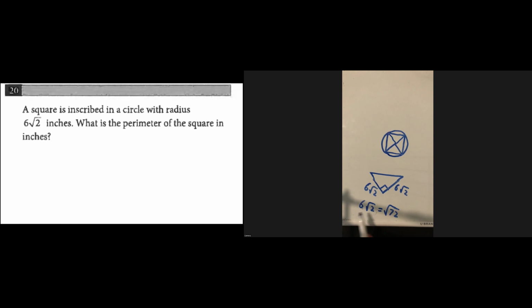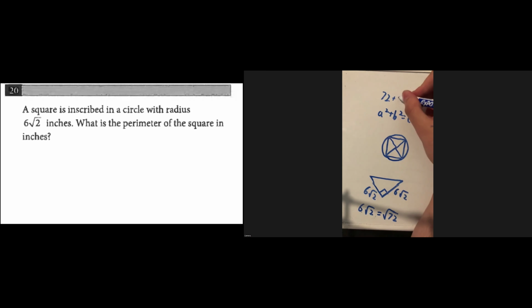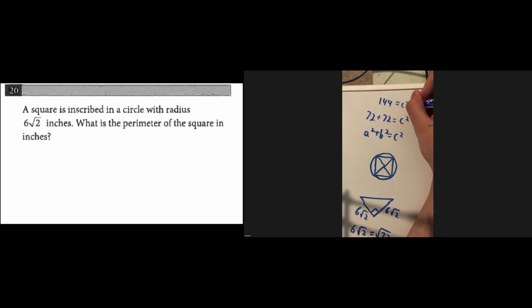And so now we do a squared plus b squared equals c squared. So root 72 squared is just 72 plus the other side length, which is also 6 root 2. So 72 plus 72 equals c squared. 72 plus 72 is 144, which is equal to c squared. Take the square root of both sides and you get c is equal to 12.